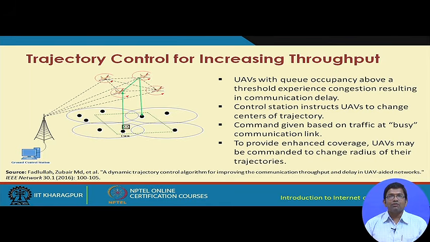So, the trajectory control for increasing the throughput: how is the trajectory going to be controlled in order to improve the overall throughput? Typically, UAVs with queue occupancy above a threshold experience congestion resulting in communication delay. The control station instructs the UAVs to change the centers of trajectory, and the command is given based on the traffic at the busy communication link.